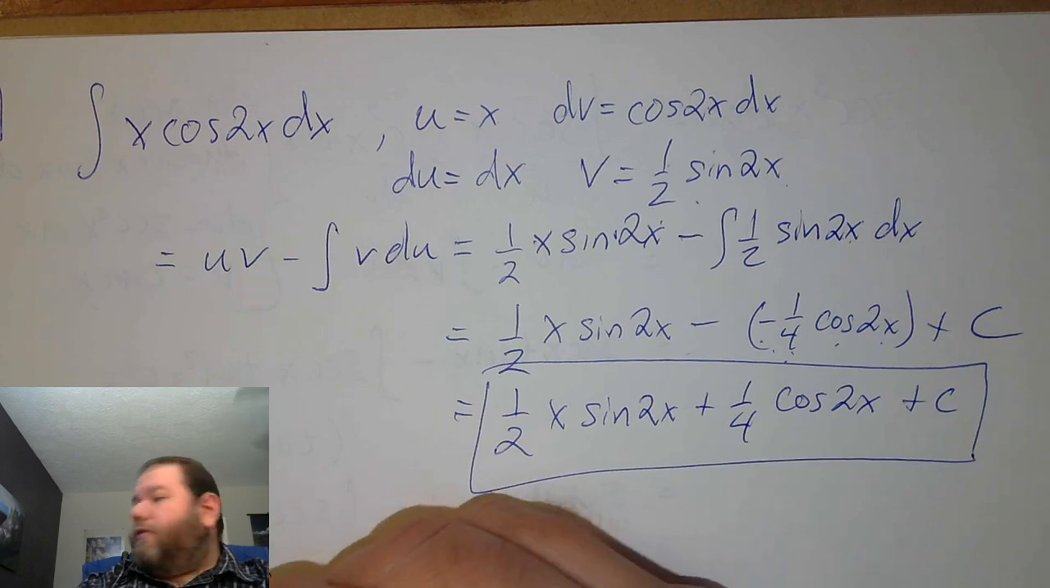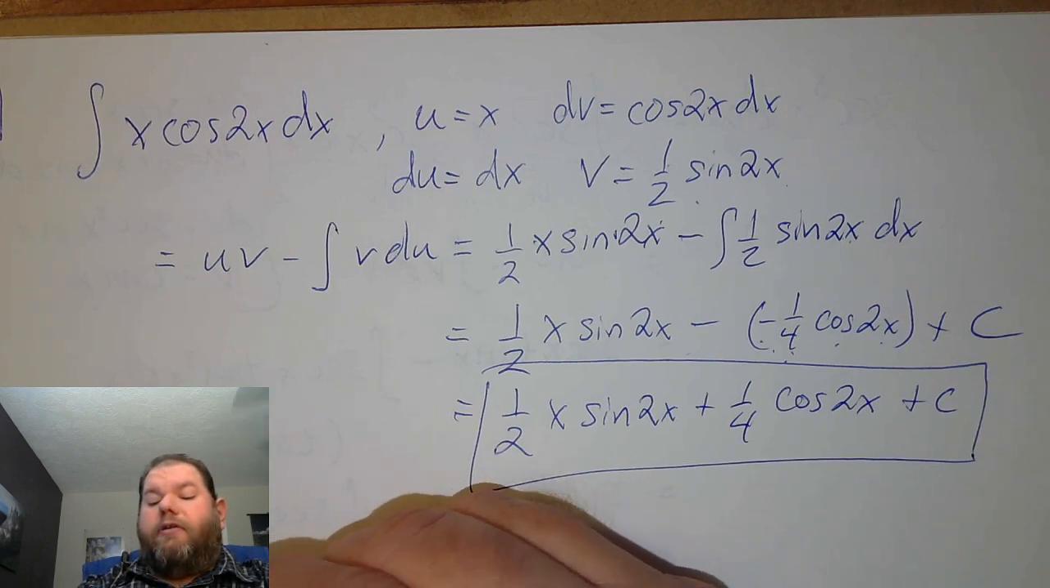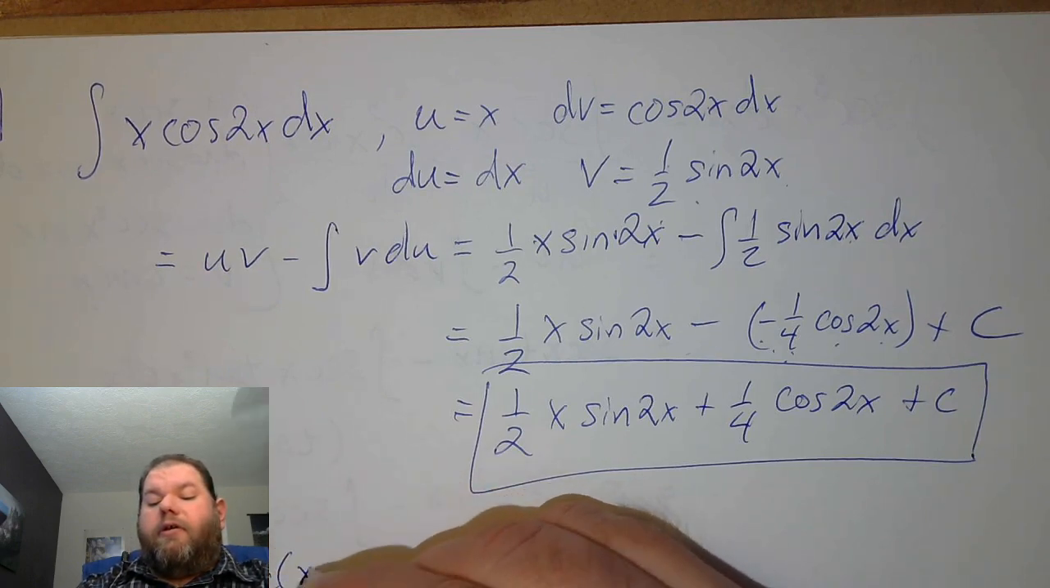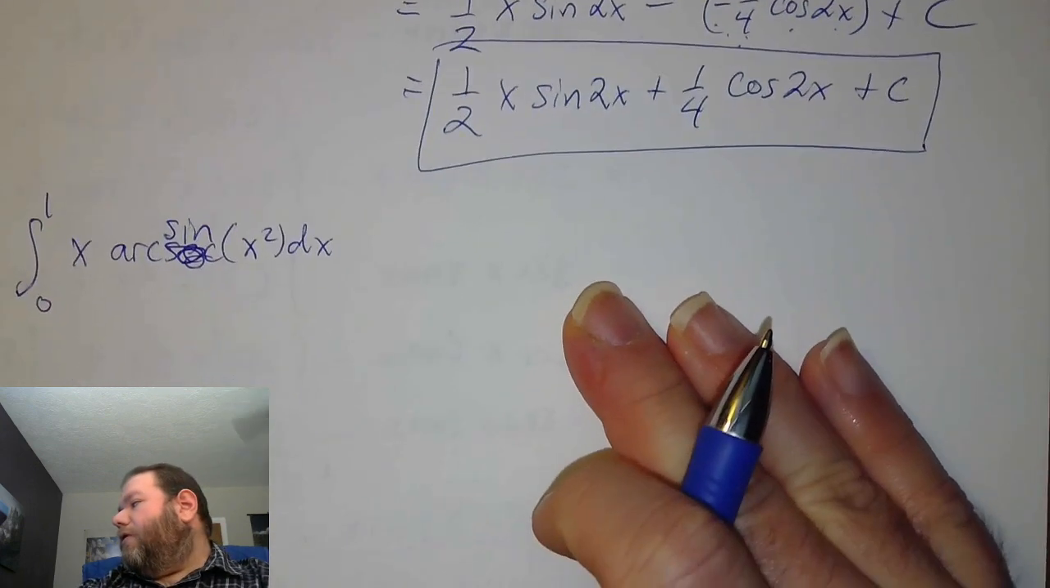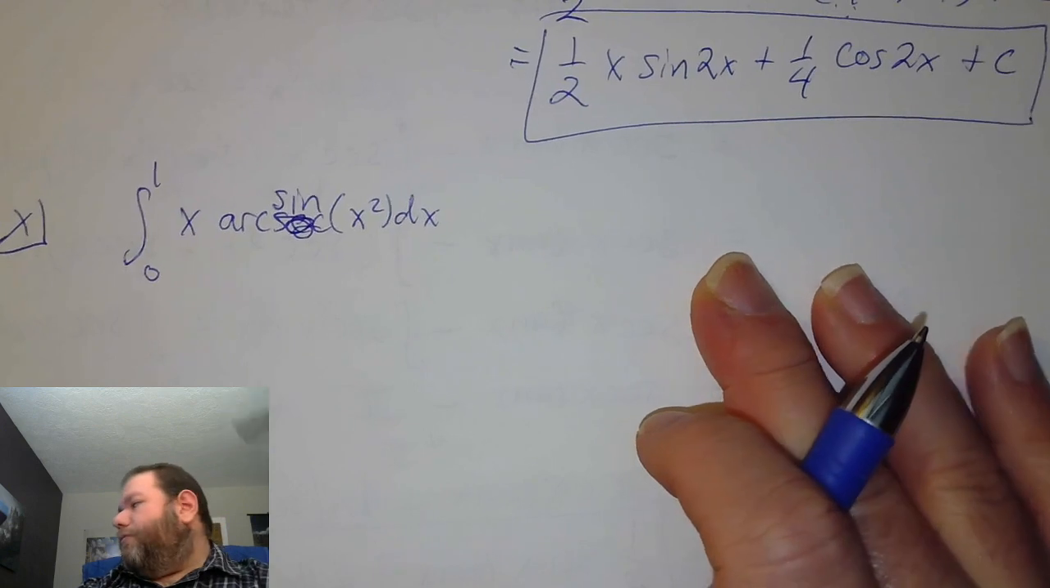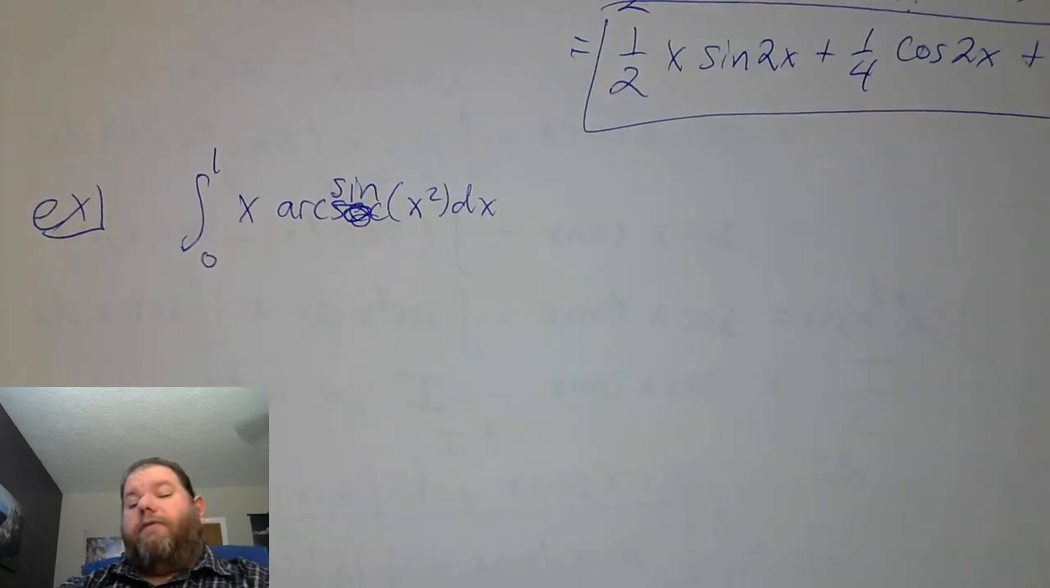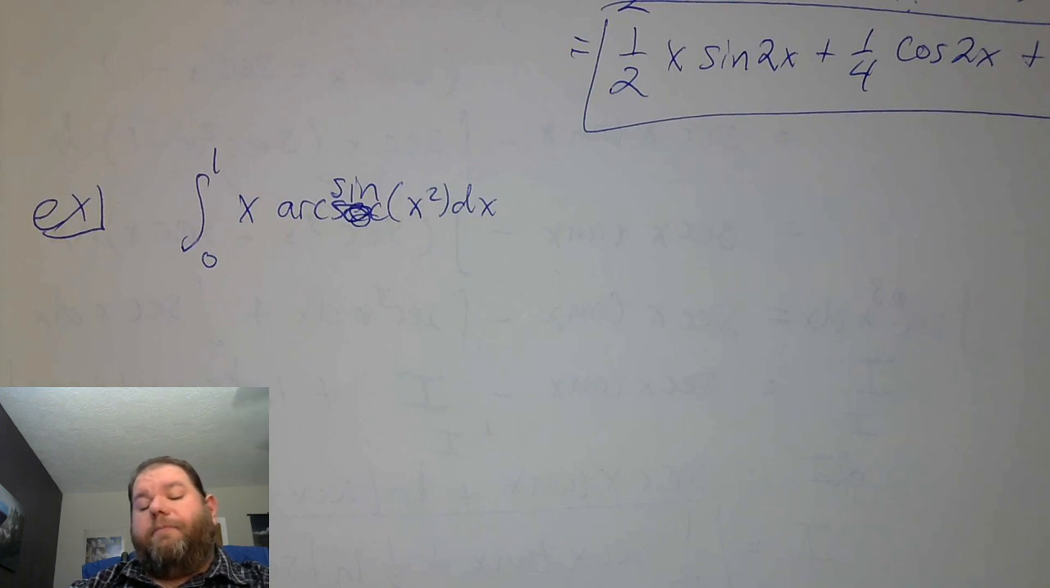Not arcsecant, arcsine of x squared dx. Let's do the integral from 0 to 1 of x times arcsine of x squared dx. Now, arcsine of x squared.